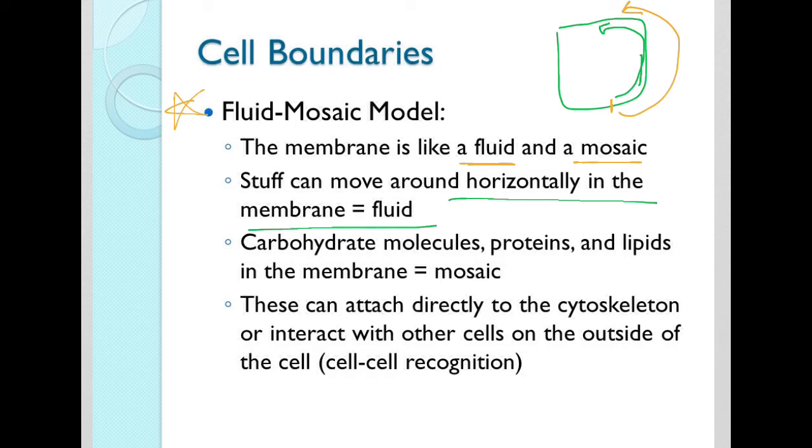At the same time, there are all of these molecules in the membrane, carbohydrate molecules, proteins, lipids that exist in the membrane that sort of dot this membrane, making it sort of look like a mosaic. So it's not only phospholipids, it's a whole bunch of other stuff. And so these items can attach to the cytoskeleton, interact with other cells, for cell-to-cell recognition, allowing cells to sort of interact with others. When we talk about membrane transport, it's going to allow things into and out of the cell. It's really a big deal.